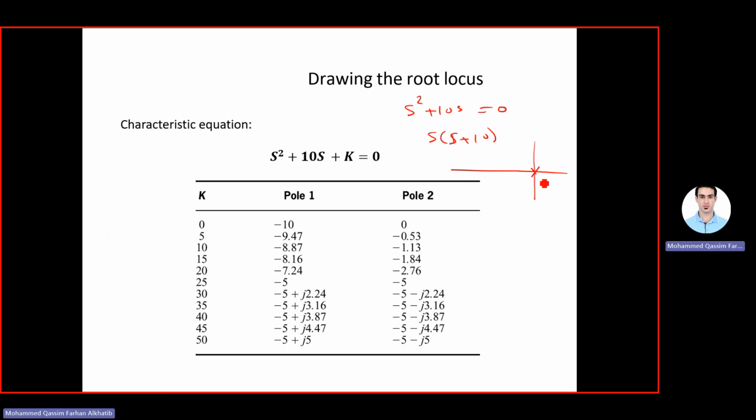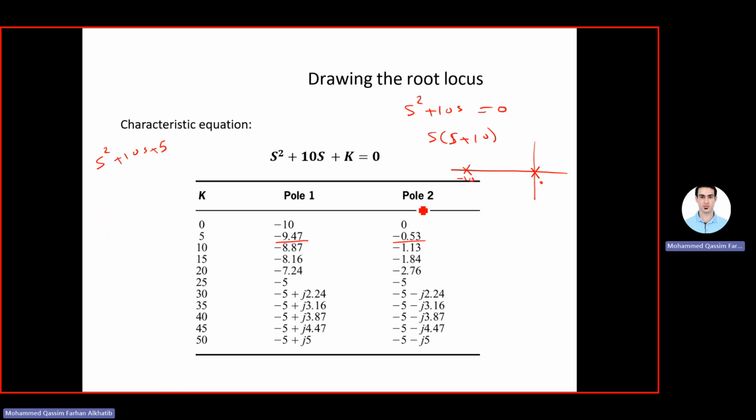Okay, so I have poles at 0 and negative 10. Now, if the value of k equals 5, try in your calculator s squared plus 10s plus 5. That should be easy because we want to confirm these values. So I will assume that we will be getting these values.